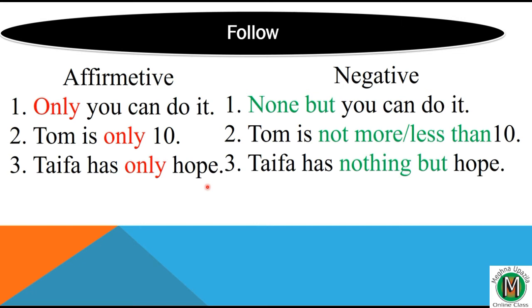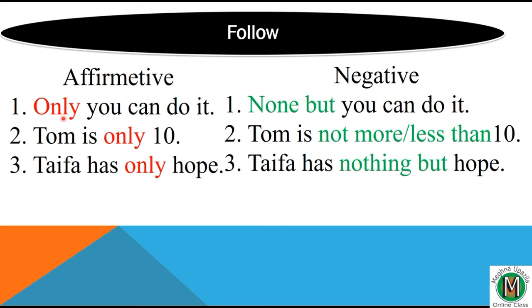Dear learners, there are three sentences. In these three sentences, we find a common word, that is only. But these three onlys do not have the same meaning. Just watch that in Only you can do it, only identifies you. I mean, only means a person. Just for this reason, its negative form is None but you can do it. Here we use none but instead of only.